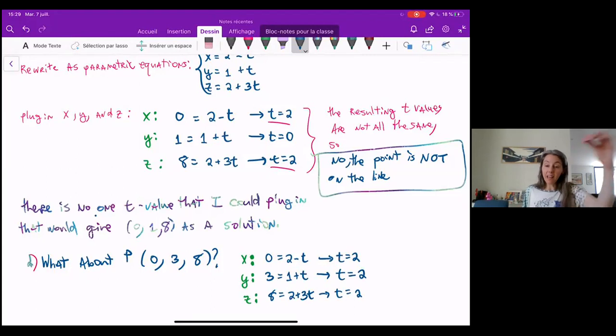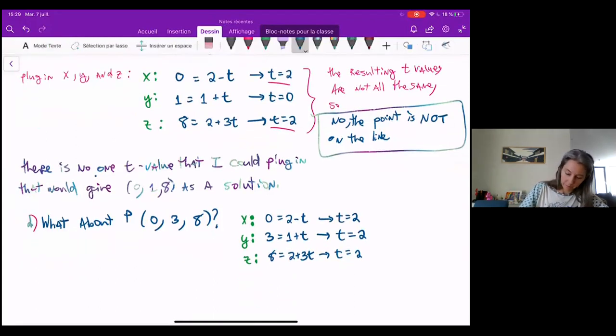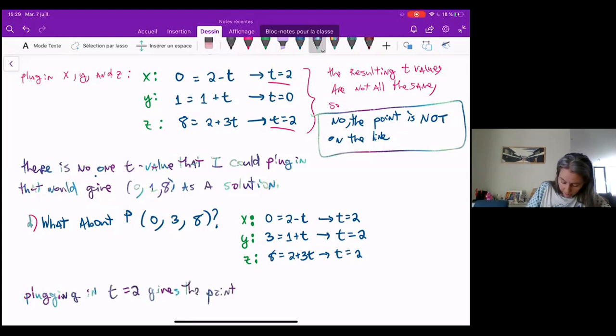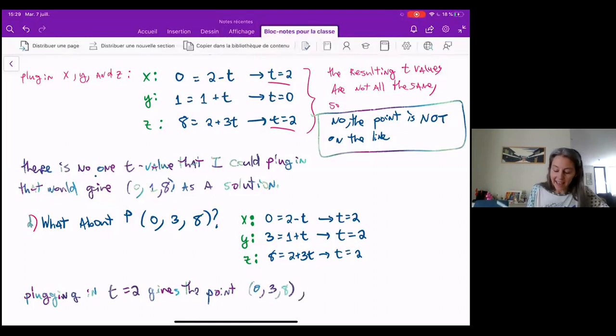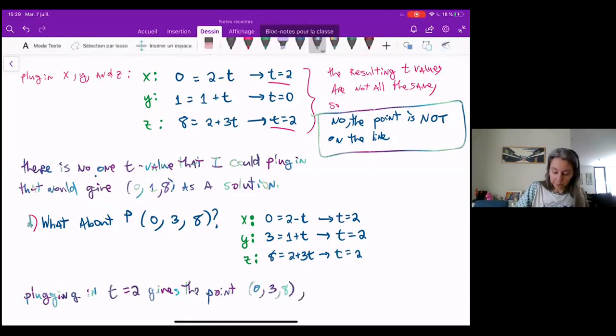What this means is if I plug in t equals 2 up there, the result is (0, 3, 8). Plugging in t equals 2 gives the point (0, 3, 8). So yes, it is a point on the line.